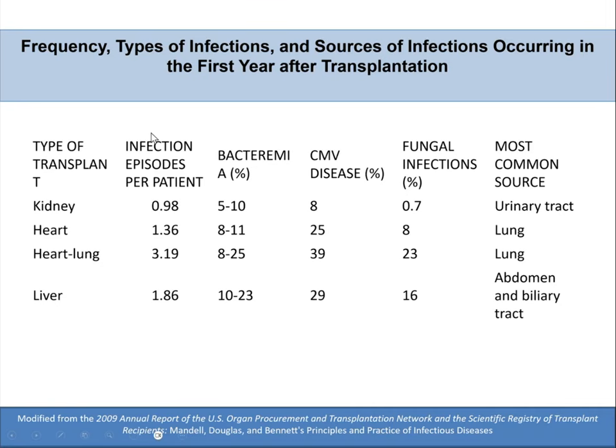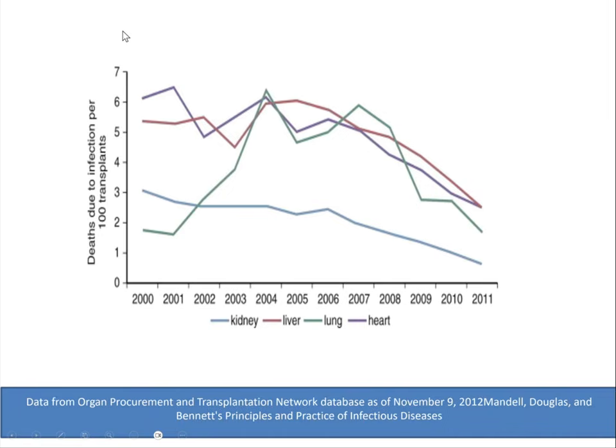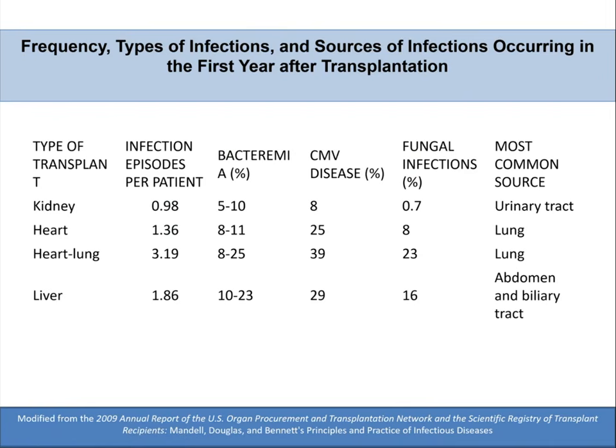If they have heart and heart-lung transplants, look at the lung. They usually come in febrile and all that. They may not have significant symptoms of cough, but scan the lung. You may find your source there. Liver, again, the most common source would be the abdominal biliary. So you start at the site where the organ or the surgery was. You start there, and then you expand your evaluation.